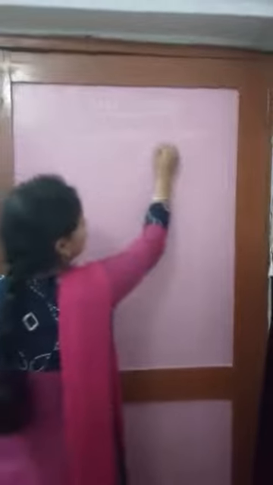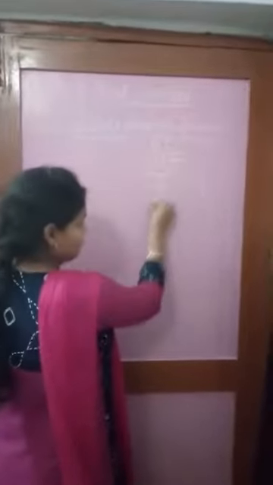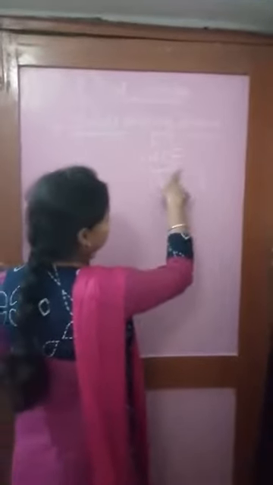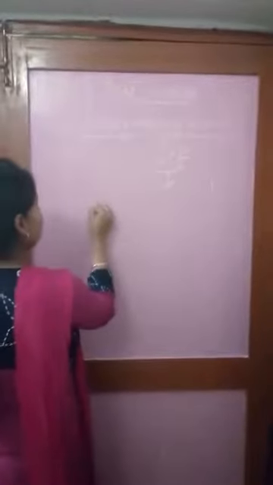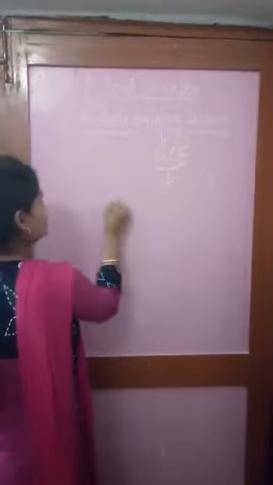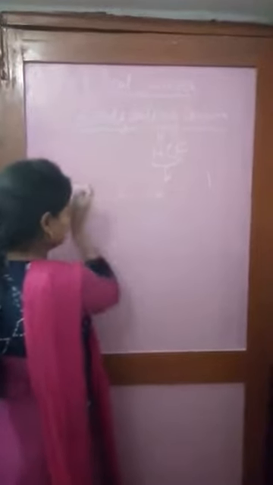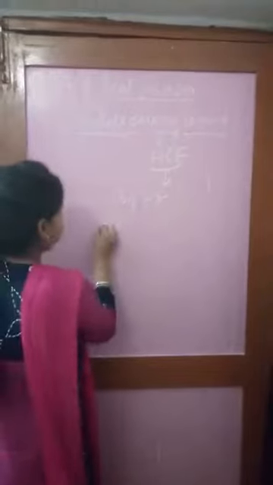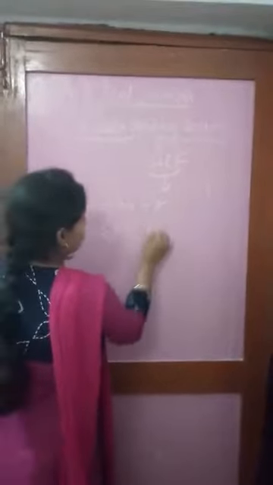Euclid's division lemma is used to compute HCF. And what is HCF? HCF is the highest common factor. So what is Euclid's division lemma? Euclid's division lemma is just a is equal to bq plus r, where r is greater than or equal to 0 and less than b.